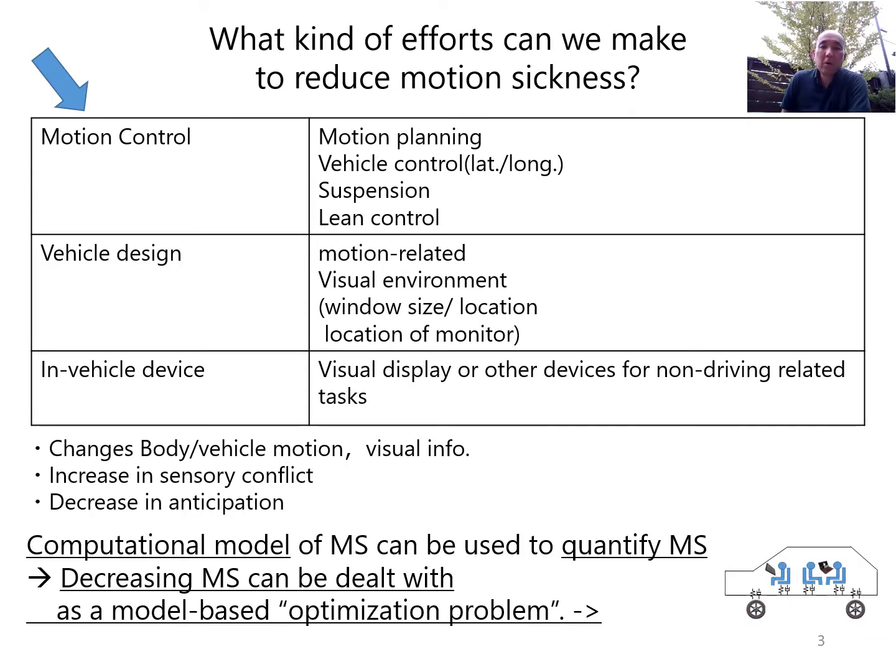Okay, so let's talk about what kind of efforts we can make to reduce the motion sickness. For motion control, targets are motion planning in the vehicle control for the lateral and the longitudinal direction, active suspension system, and lean control for the narrow vehicle. And for vehicle design, we can take some action for motion-related design, such as the suspension system and the visual environment, such as window size and location of the monitor. And for in-vehicle devices, some effort can be made for visual displays or other devices for non-driving related tasks.